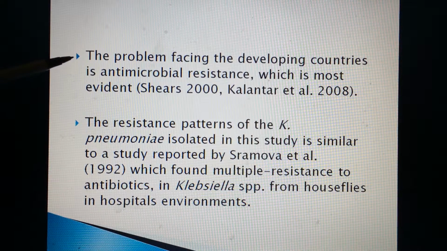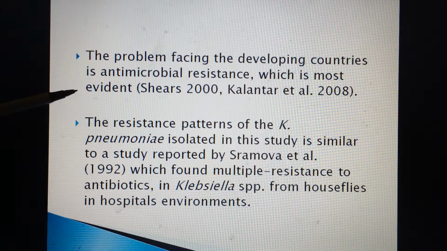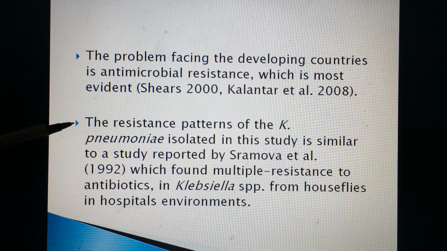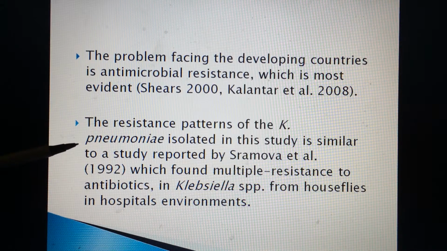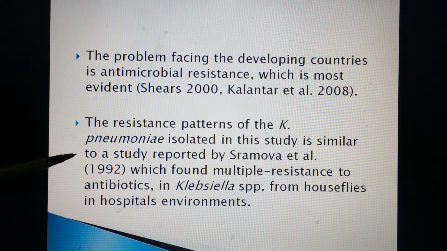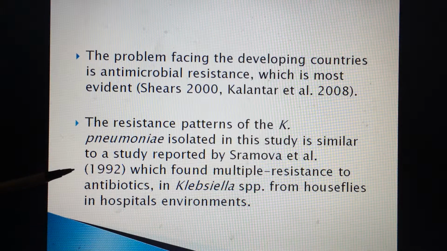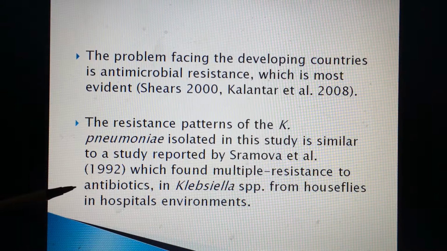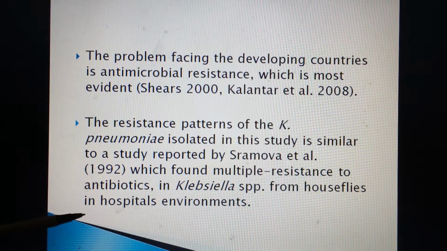The problem facing the developing countries is antimicrobial resistance, which is most evident. The resistance pattern of the Klebsiella pneumoniae isolated in this study is similar to a study reported by Sulaiman, 1992, which found multiple resistance to antibiotics in Klebsiella species from houseflies in hospital environments.